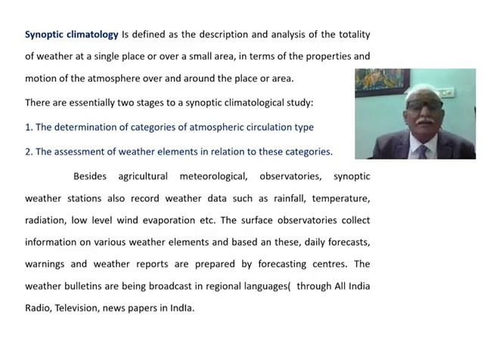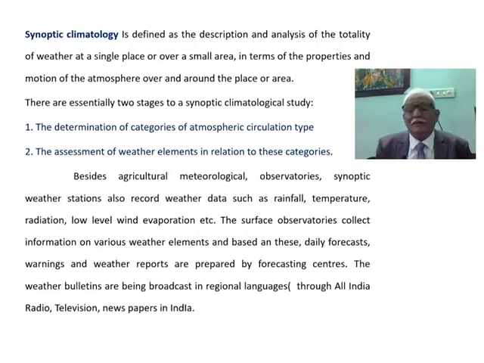So there are essentially two stages we can define. We can learn it: determination of categories of atmospheric circulation, and assessment of the weather elements in relation to these categories. These two. Besides agricultural meteorological observations, synoptic weather stations also record weather data such as rainfall, temperature, radiation, low level winds, evaporation, etc. The surface observatories collect the information on various weather elements.